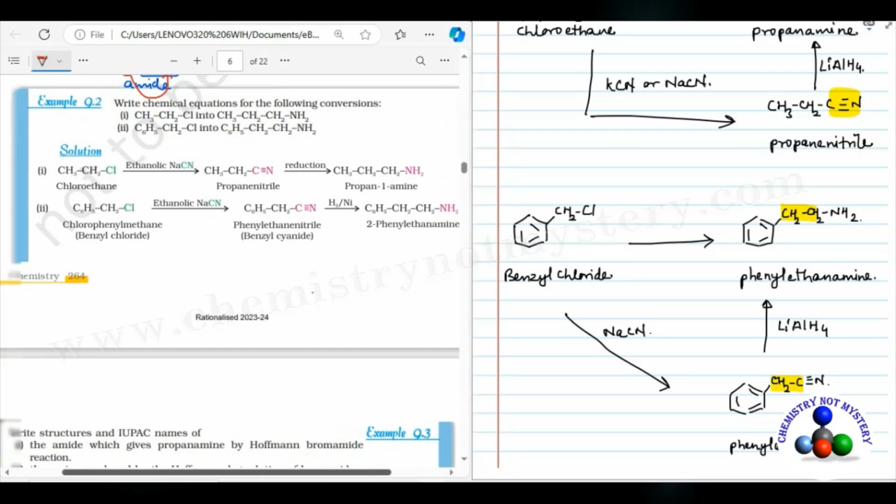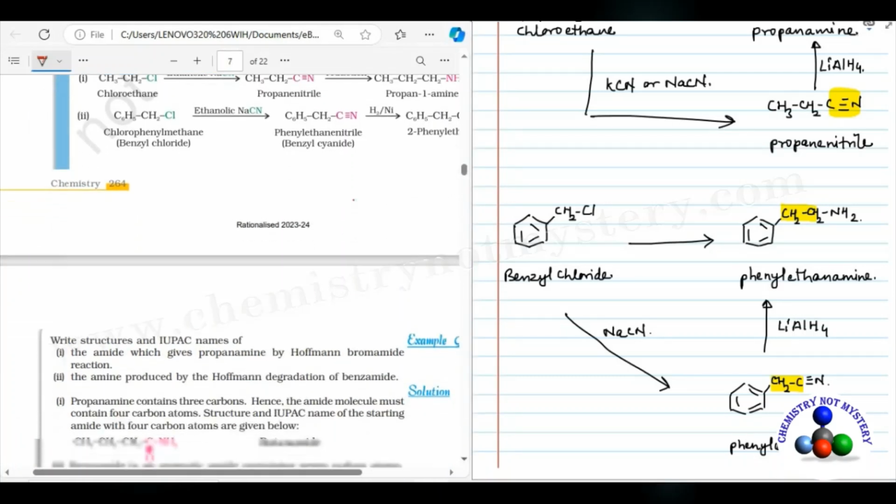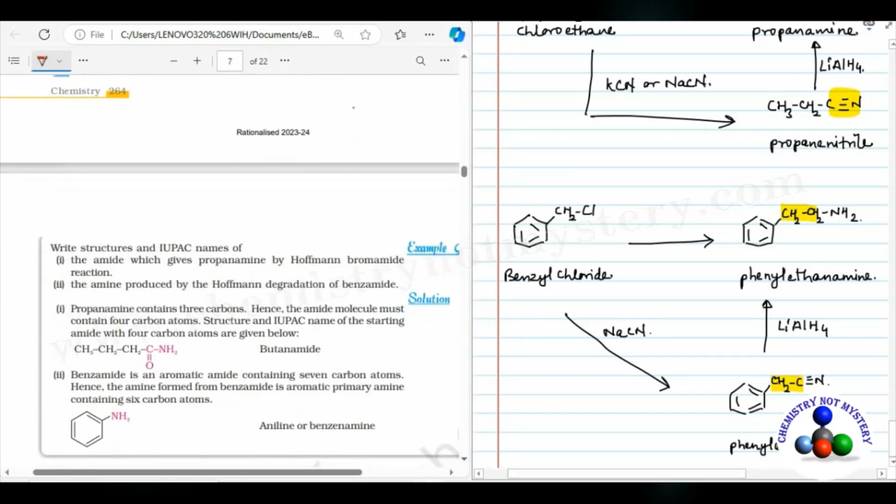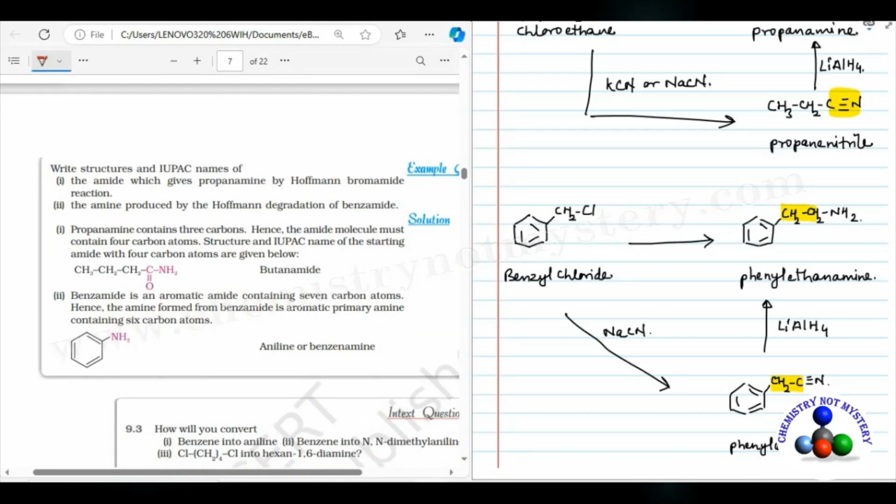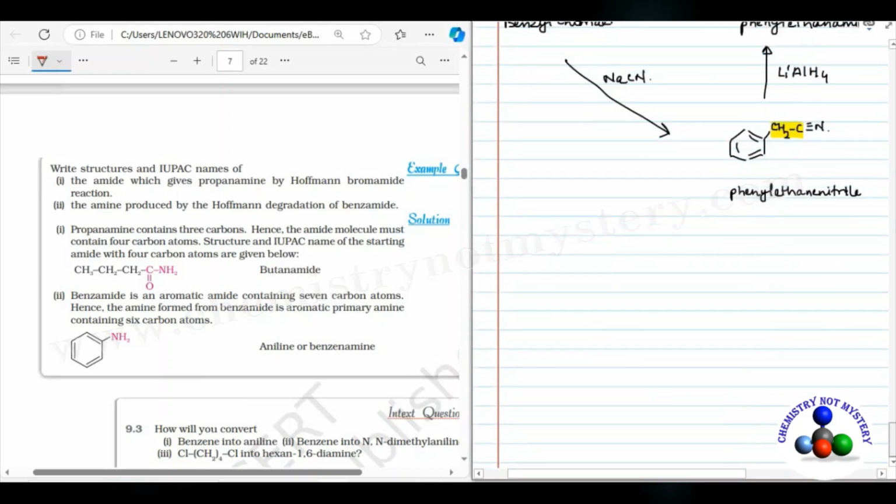Now come to the next question. Here write the IUPAC name of the amide which gives propane amine by Hoffmann bromamide degradation reaction. First draw the structure of propane amine. Propane amine means CH3, CH2, CH2 and this is NH2. So this is the structure of propane amine.